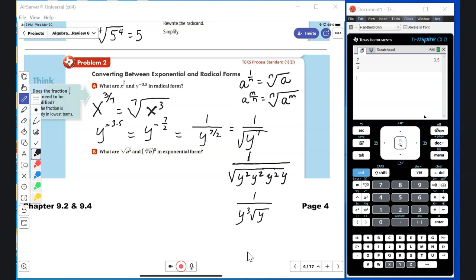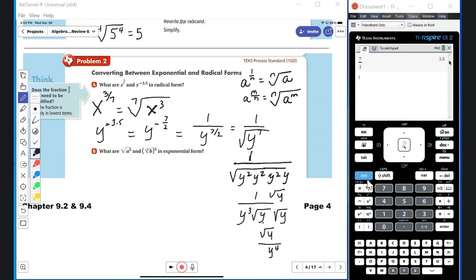We normally don't like to leave the square root of y in the denominator. So you multiply times the square root of y. So you have the square root of y over the square root of y times the square root of y, which is going to be y squared, so it's going to be y to the fourth.